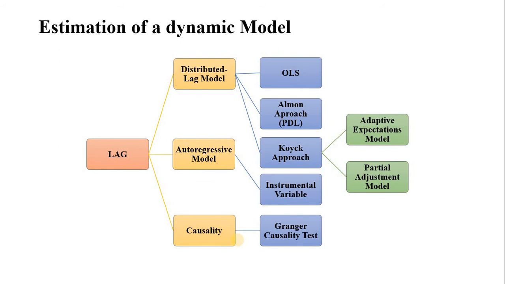Okay, so in order to estimate the distributed lag model, 5 methods are available. For estimating the autoregressive model, only one method is available. And for checking causality, one more method is there. It is called the Granger causality test.